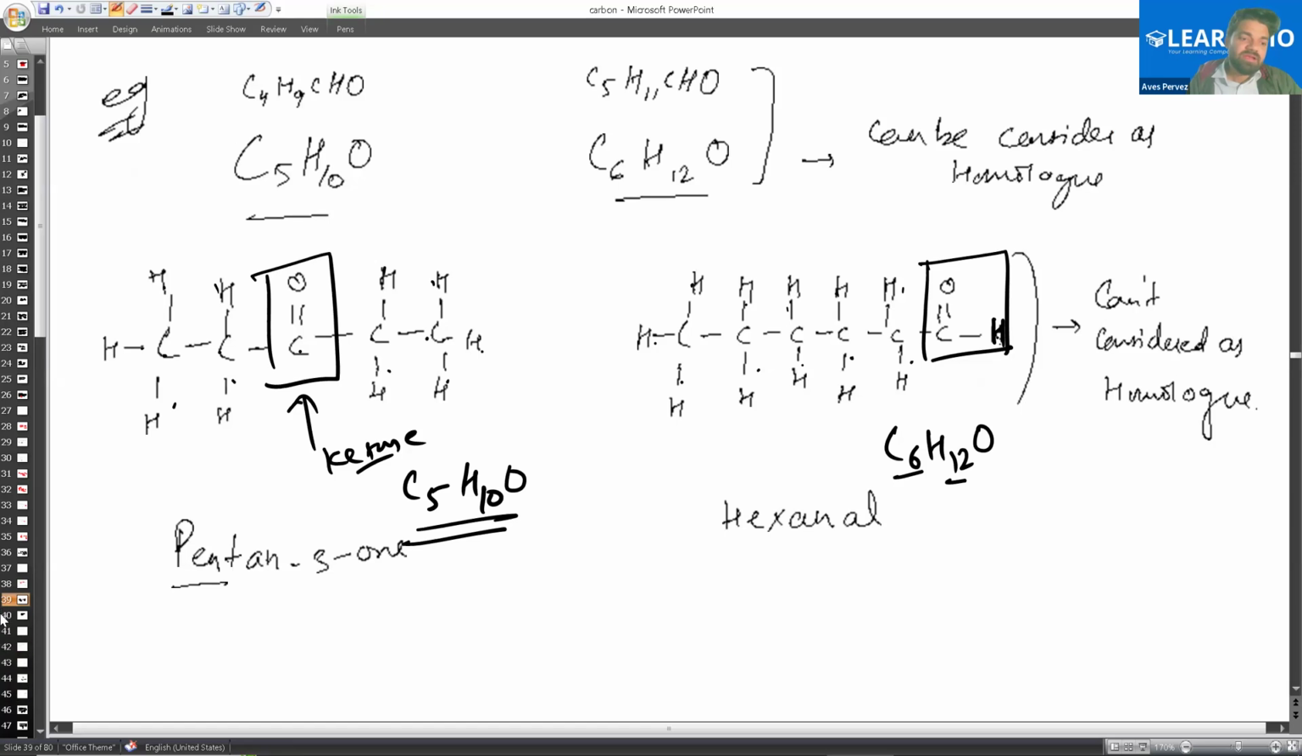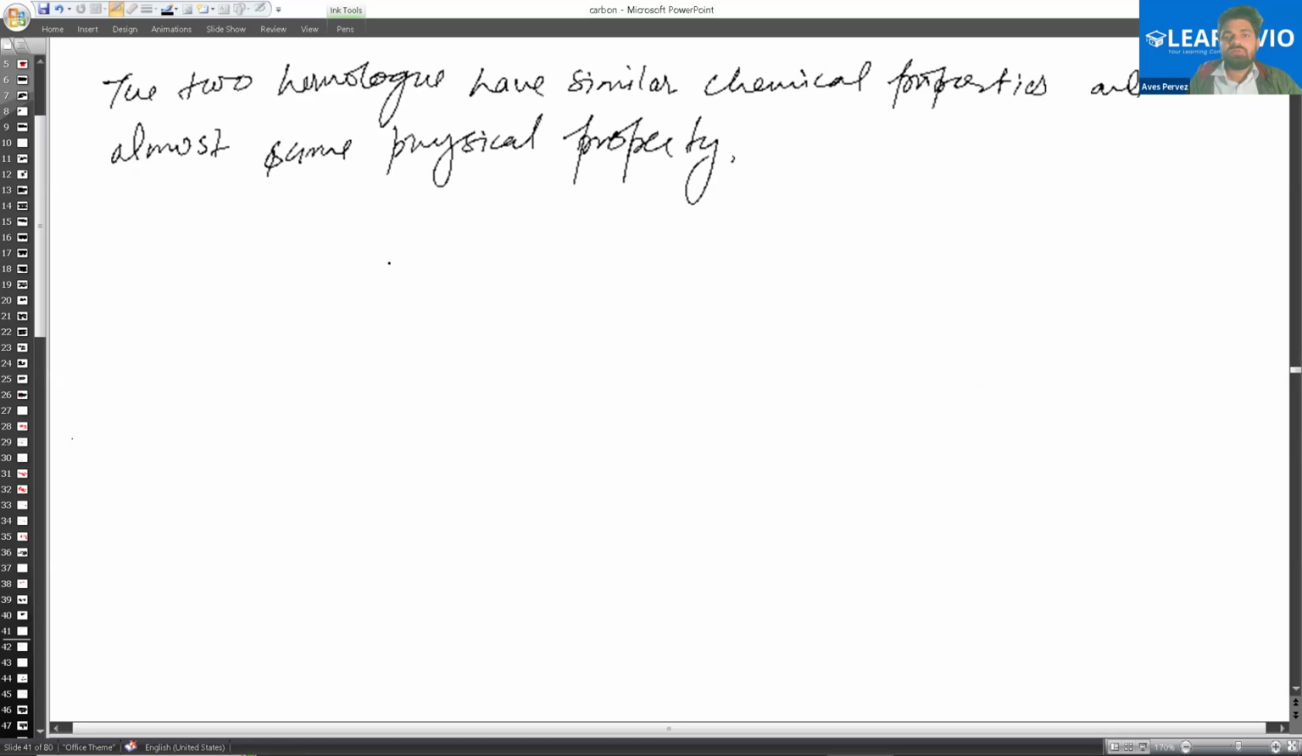One more line, please. The two homologs must have the same chemical properties and almost the same physical properties, because the functional group is the same. Same functional group gives same chemical properties and almost the same physical properties. We should write this also? Yes, you have to write these 2 lines.